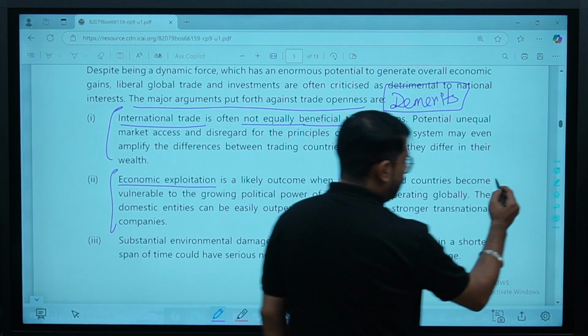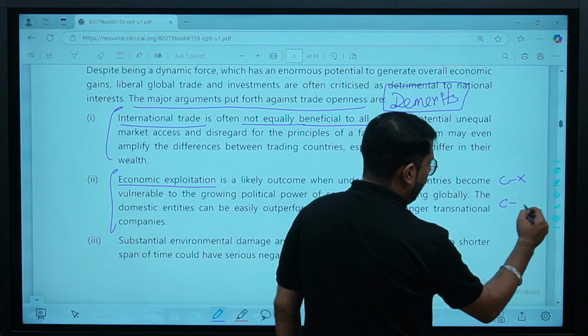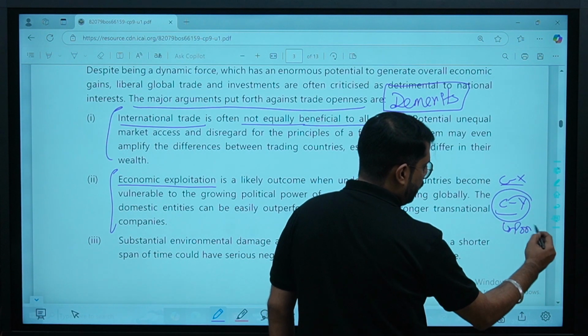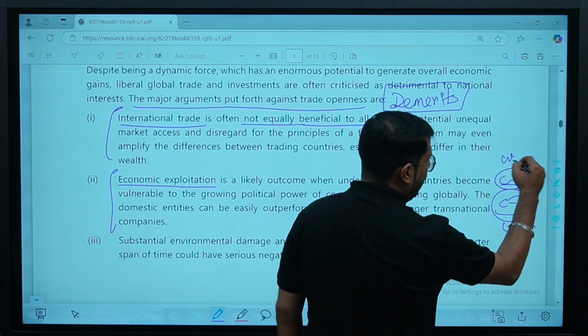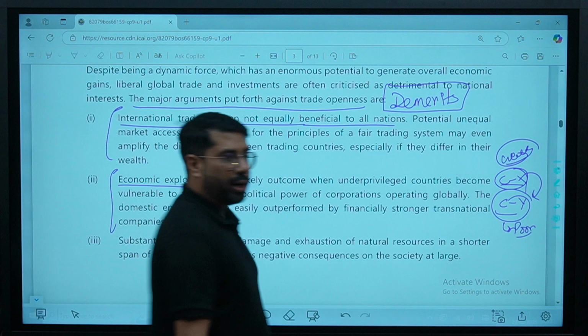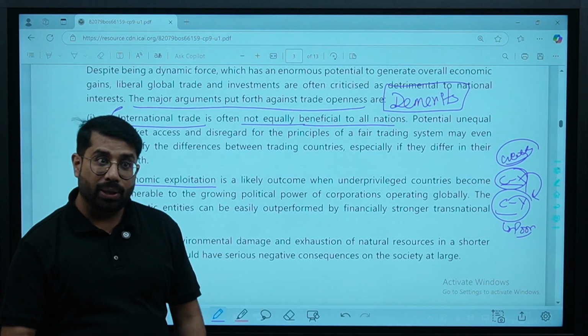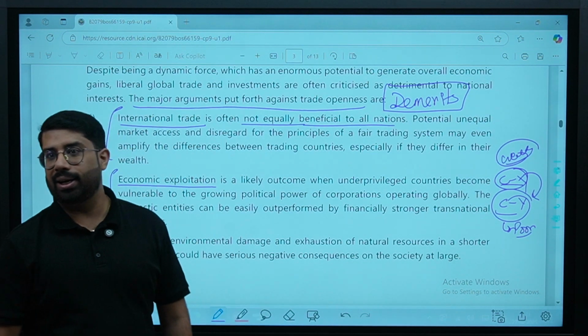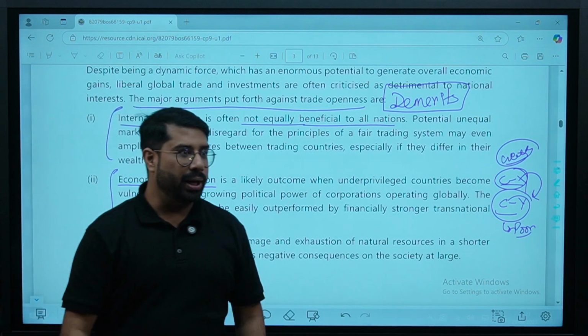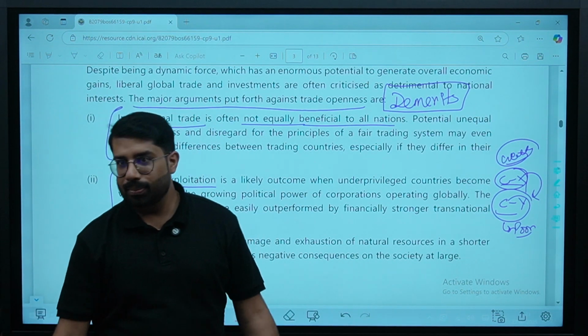Country X, country Y is a poor country, country X is a wealthy country. When a wealthy country deals with a poor country, country X will try to oppress country Y. Country X will show the power of its money on country Y. Yes or no? Are we clear?